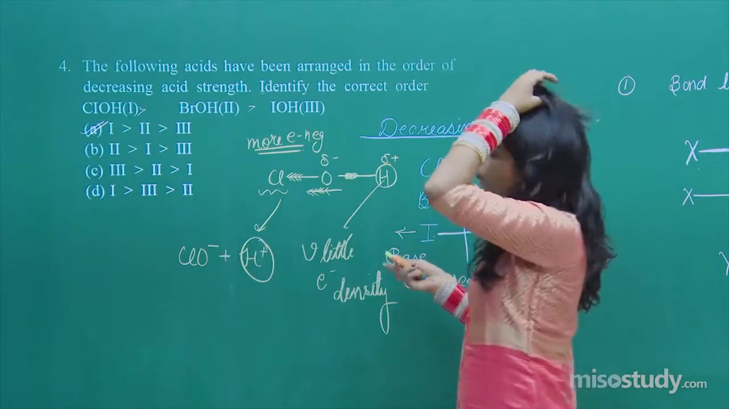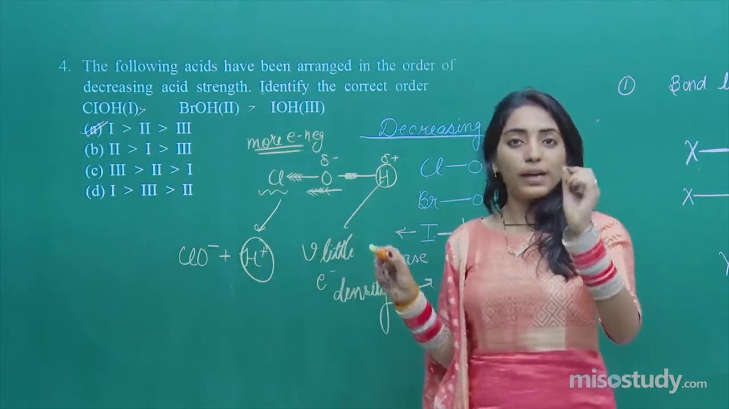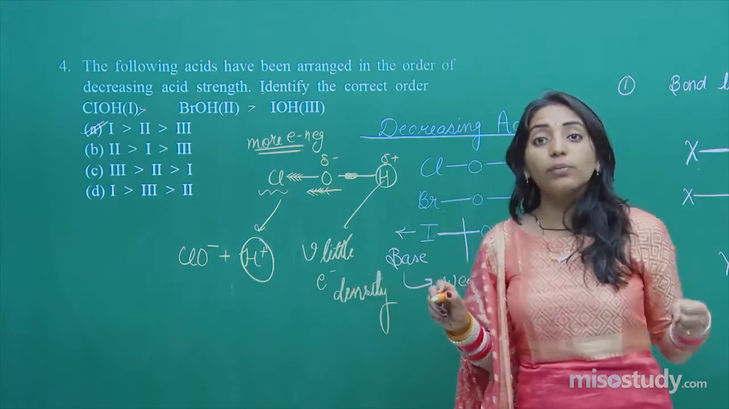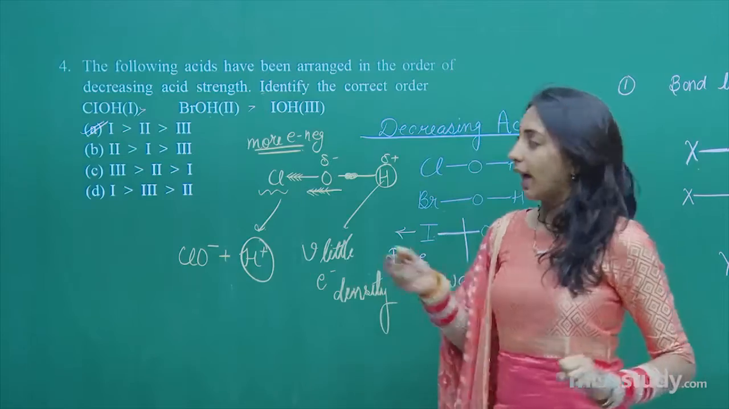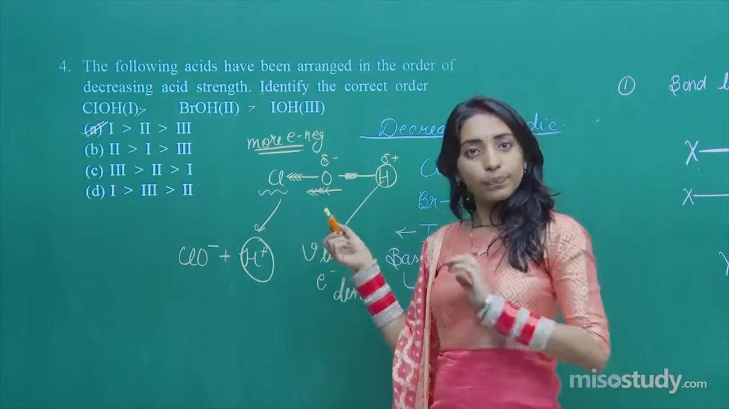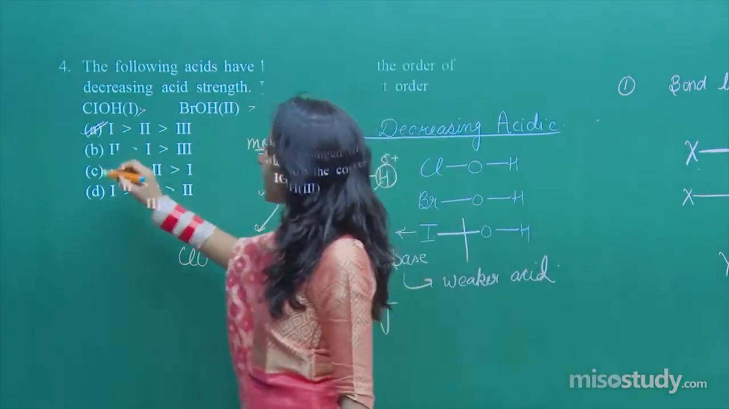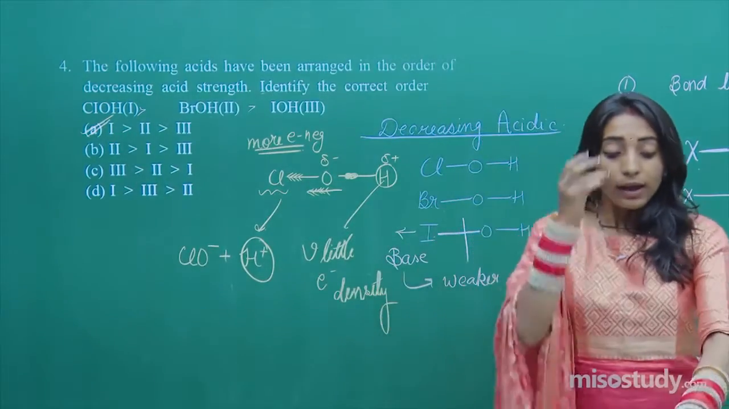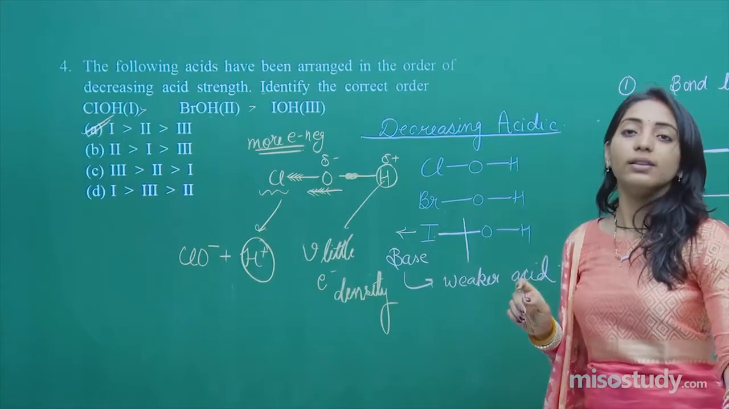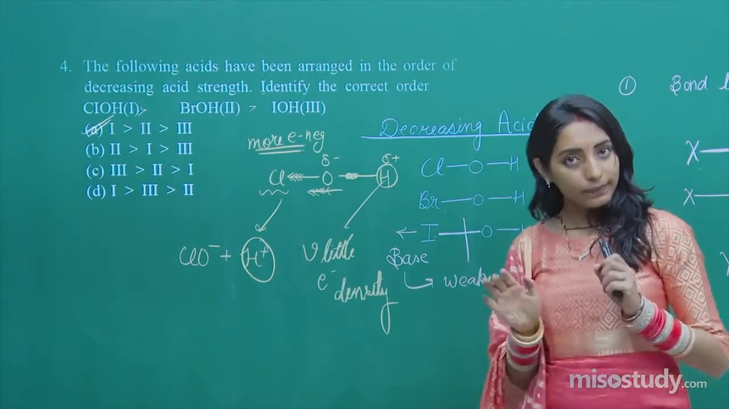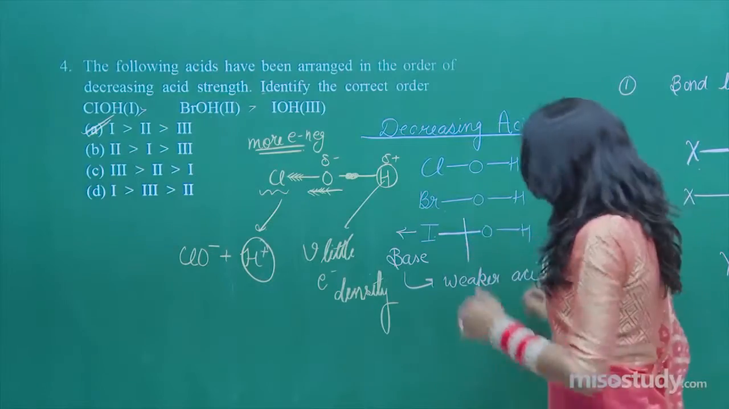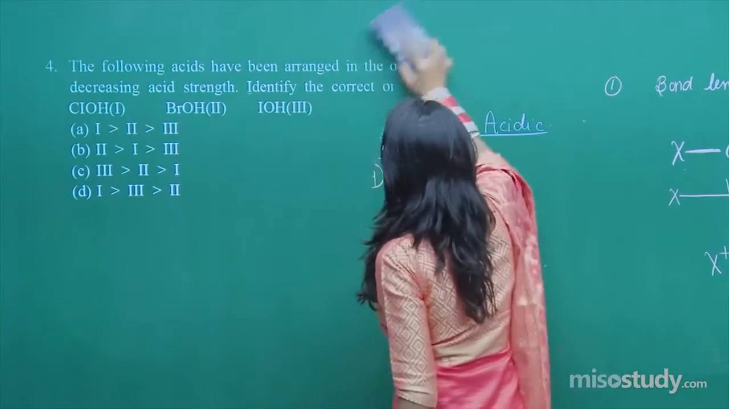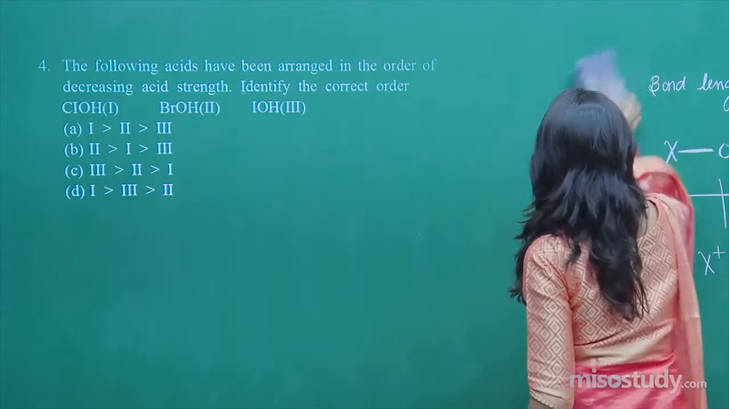However, if you compare BrOH and IOH, Br has lesser electronegativity. So now Br won't be able to take up that many electrons from the Br-O bond, and the same goes with the I-O bond also. On the basis of these two explanations, we get a common answer as option A, which is the correct answer for this particular question. Now done with question number 4, let's move on to the next question, which is question number 5.